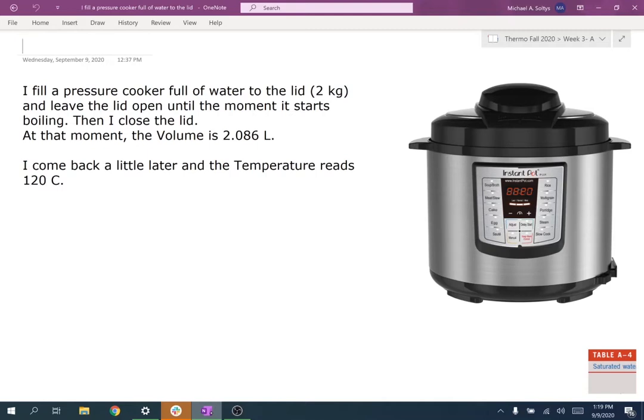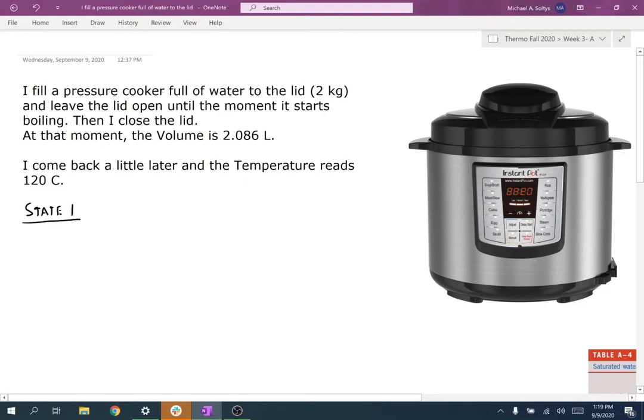So what we have here is an initial state given, and then we're moving from that initial state to a second state. I want to be able to calculate both of those states and talk about the process in between. We could also talk about how much heat, or how much energy, the pressure cooker used to add that heat to the liquid. So let's start. Starting with state 1, we can write our knowns.